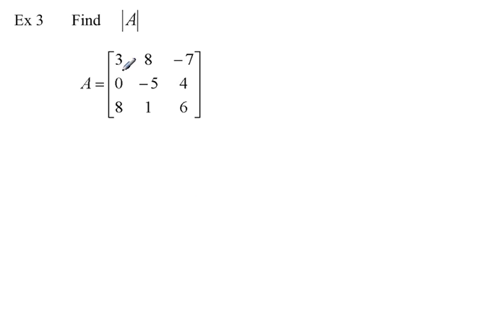We want to think of this 3 as just a separate element, and from that 3 I'm just going to cross off everything in the same row and in the same column. Here's what we want to find. We want to know what 3 times the determinant of what's left is: -5, 4, 1, and 6.